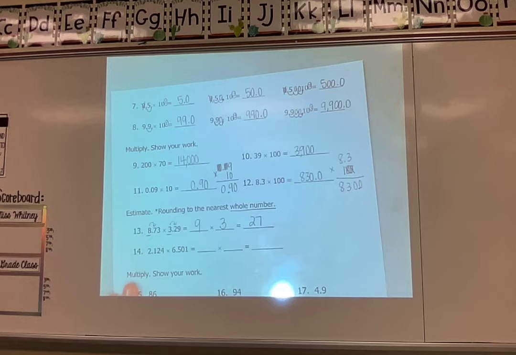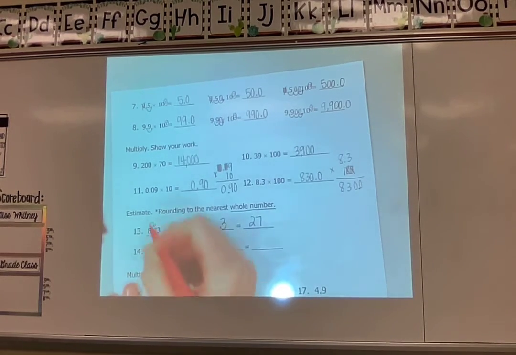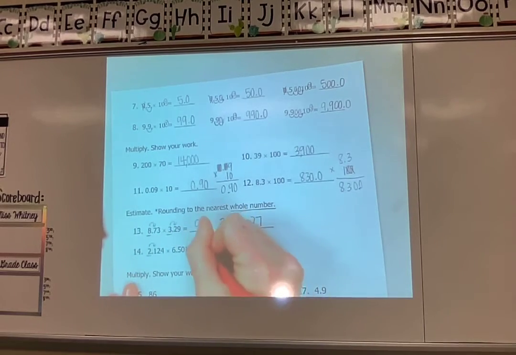On to number 14, same thing, rounding to the whole number, 2.124. Underline the dollars, look behind, that's going to stay a 2.